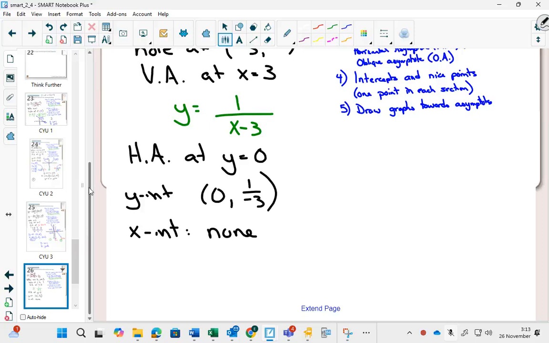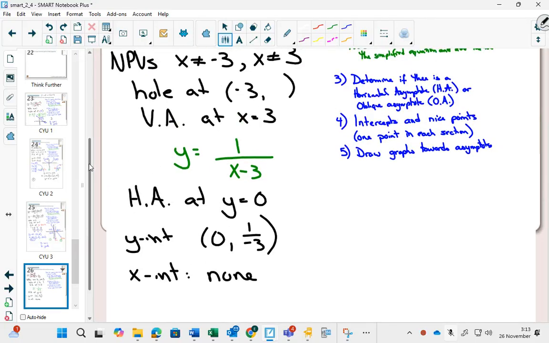We also never finished our hole, right? So if I plug in -3 into my new equation, I'm going to get 1 over -6. Is that what your hand was up for? Thank you.